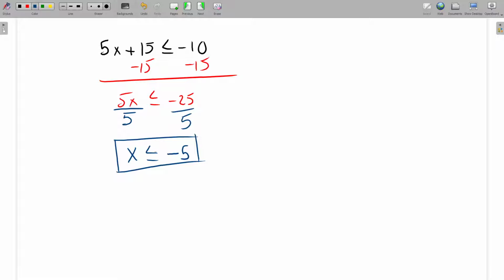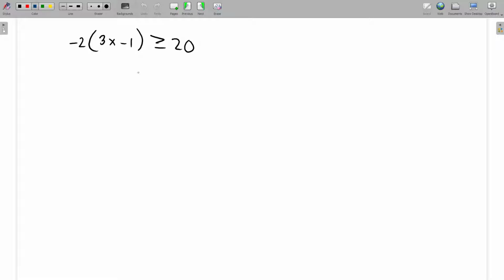Notice that we did it exactly the same as we did when this was an equal symbol instead. The symbol just carried through the entire problem. In the next episode of this series, we're going to be graphing these solutions, so be on the lookout for that.